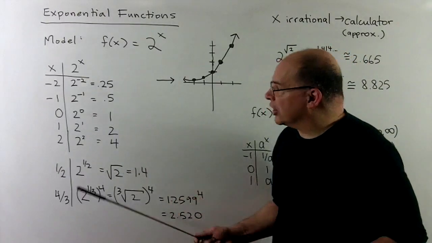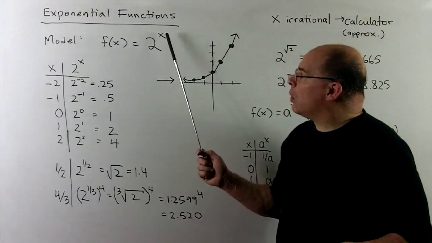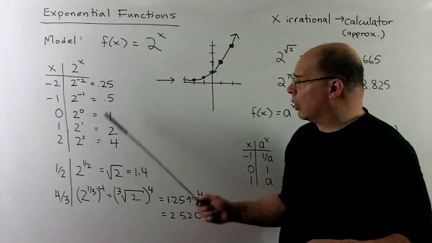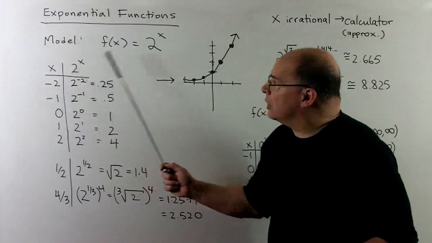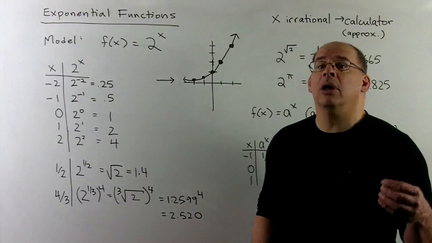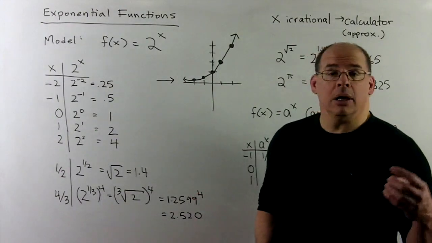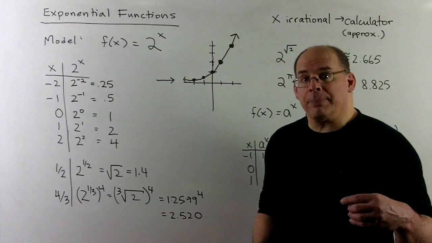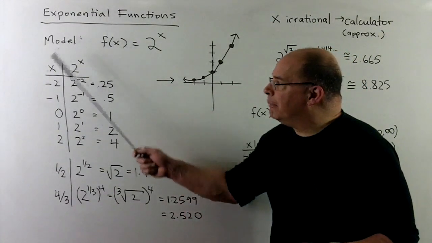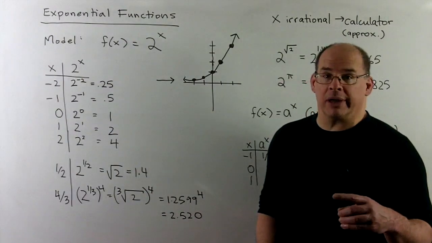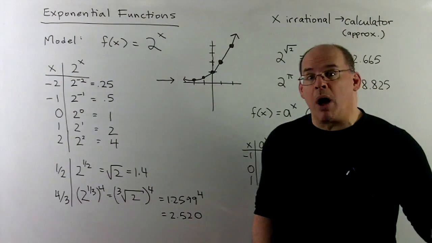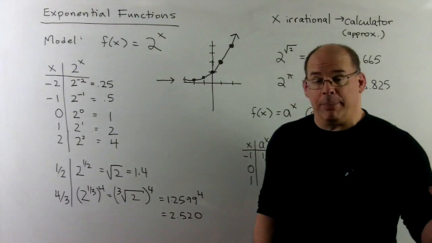In the other direction, if we put in a -1, 2 to the -1 says flip it over, we get a half or 0.5. 2 to the -2, we flip it over, that's 1 over 2 squared, or a fourth, 0.25. 2 to the -3, we flip it over, that's 1 over 8 or 0.125. And so we see as we get bigger and bigger negative numbers in magnitude, what comes out is going to get smaller and smaller because the denominator will get bigger and bigger.